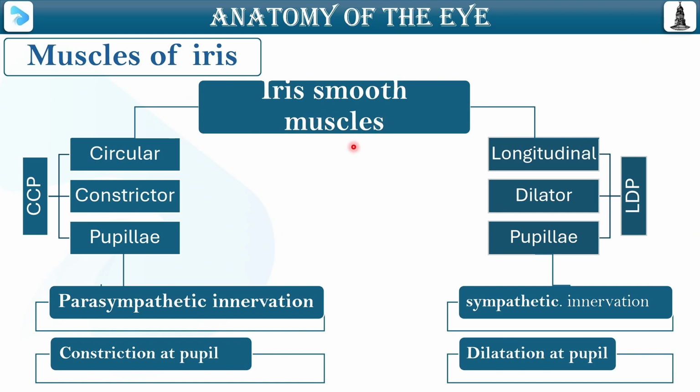Okay, iris smooth muscles. There are two types of muscles inside the iris: the circular constrictor pupillae muscle and the longitudinal dilator pupillae muscle. And from the pictures that I showed you, you know the difference between the circular constrictor and the longitudinal dilator. We knew why it's circular, why it's constrictor, why it's longitudinal, why it's dilator. We also said that the circular constrictor pupillae muscle is innervated by the parasympathetic nerves, and the longitudinal dilator pupillae is innervated by the sympathetic nerves. This is the function of the circular constrictor from its name, constriction, and here the longitudinal dilator, from its name, dilatation of the pupil.